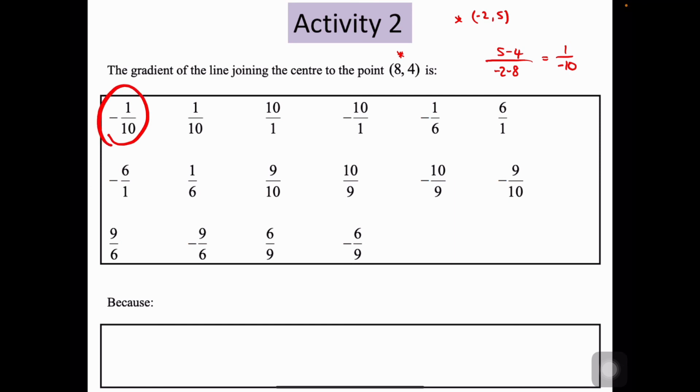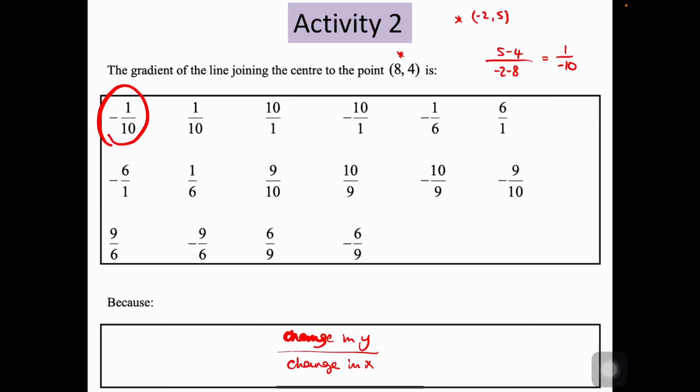Because the gradient is change in y over change in x. We're almost done. Therefore, the equation of a tangent is y equals negative 1 over 10 x plus c.